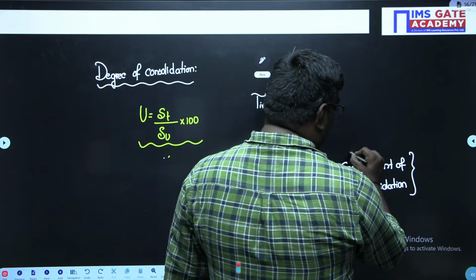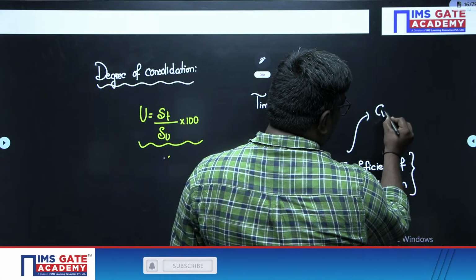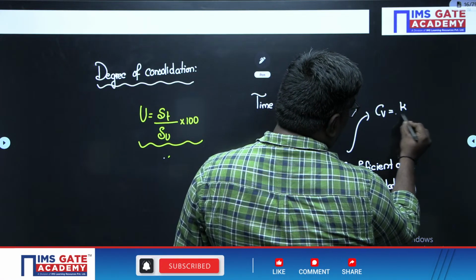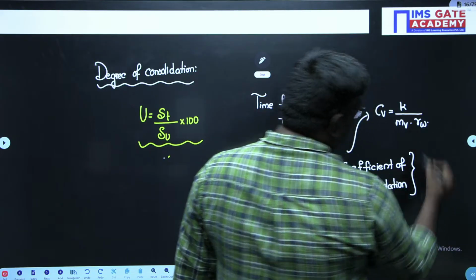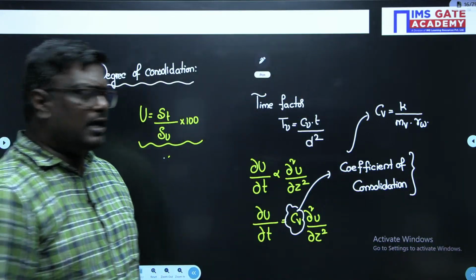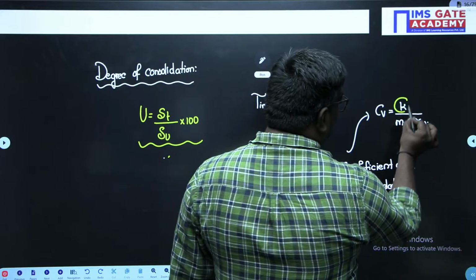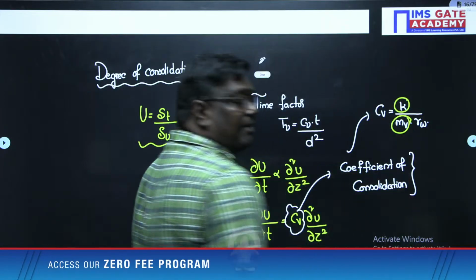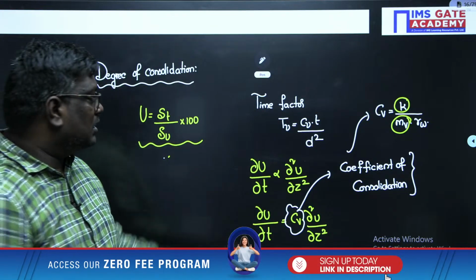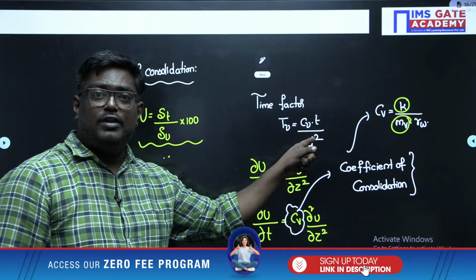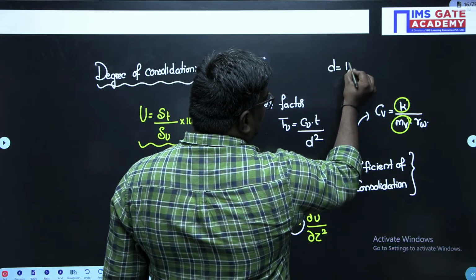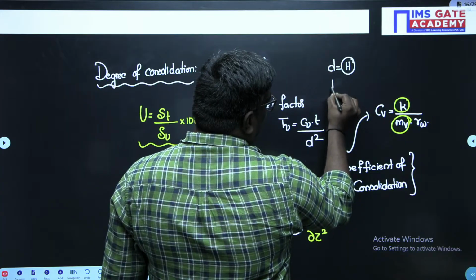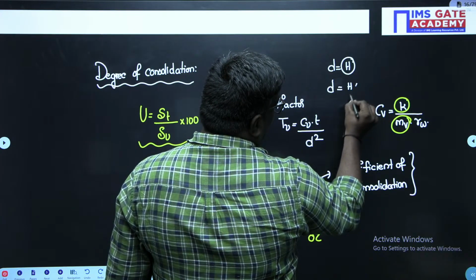So here when I talk about the coefficient of consolidation, CV can be written as K upon MV into gamma W. Okay. Here understand, my dear students, K is the coefficient of permeability, MV is the volume compressibility. Here T is the time taken for consolidation. Here D can be taken for single drainage, thickness of clay layer. For double drainage, it will be H by 2.